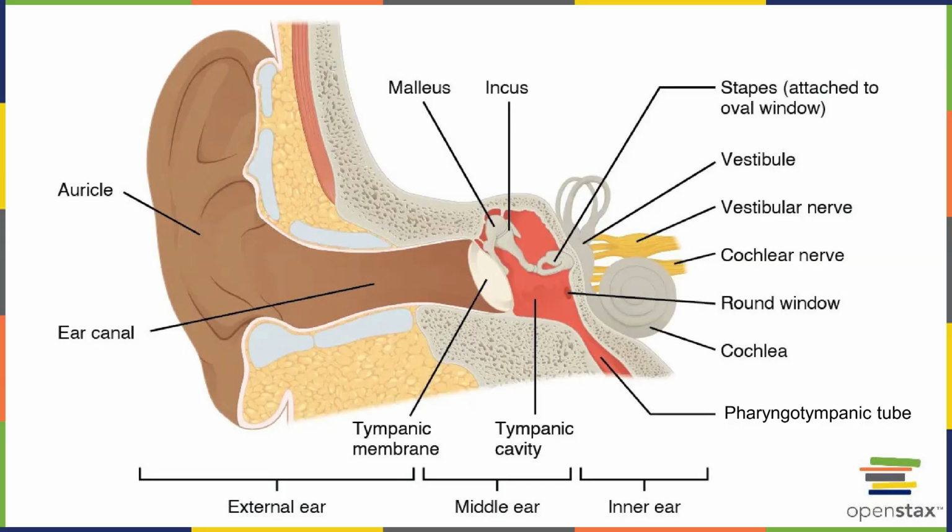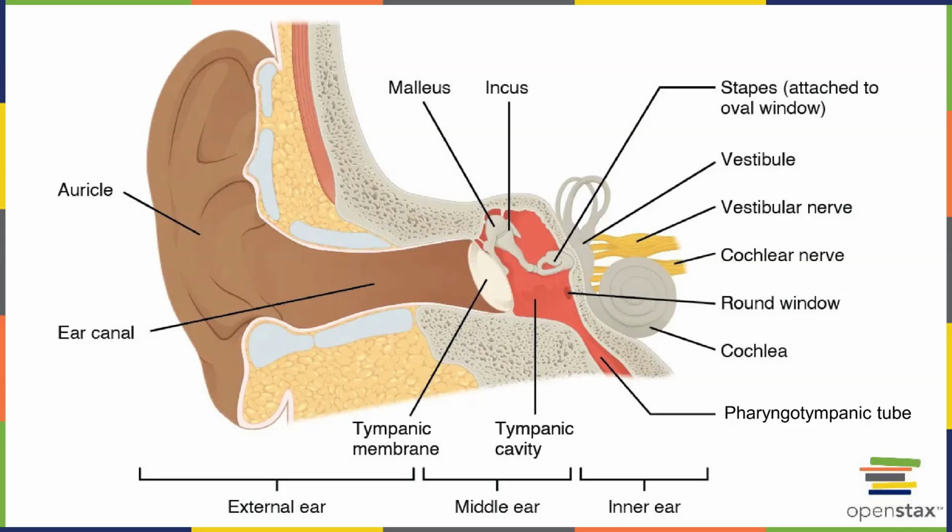Behind the eardrum is the middle ear, a small air-filled cavity within the temporal bone. Inside are three tiny bones called the ossicles. The malleus, or hammer, is attached to the tympanic membrane. Next is the incus, or anvil, and finally the stapes, or stirrup, which connects to the oval window of the inner ear. These bones amplify and transfer vibrations from the eardrum into the fluid-filled inner ear.